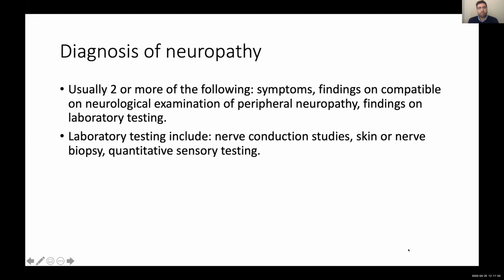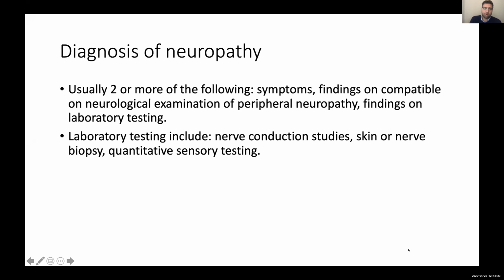And to diagnose neuropathy, we usually rely on several things. We rely on what the patient is experiencing, and these symptoms could be really caused by neuropathy or could be caused by a problem in the back or in the spine. So a careful neurological examination should be done, and we should be able to determine whether the problem is coming from the nerves or not. And then, of course, you have the findings on laboratory testing.